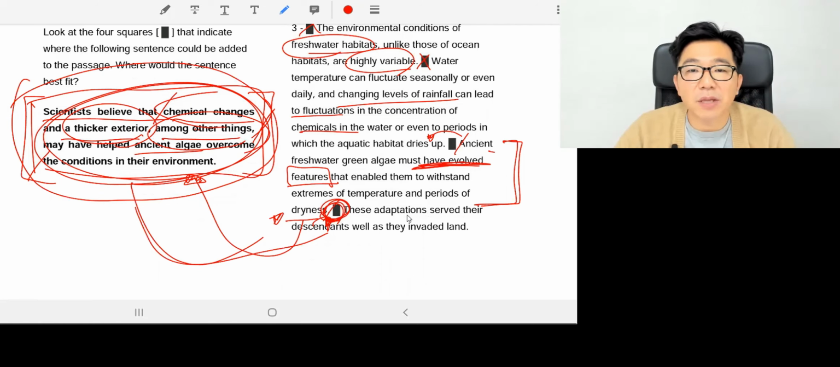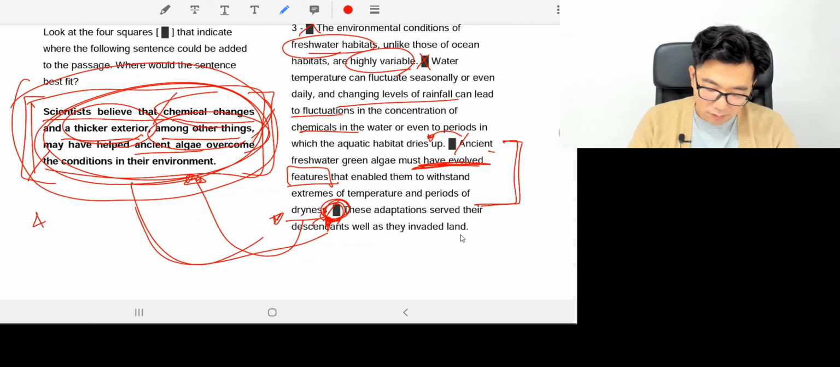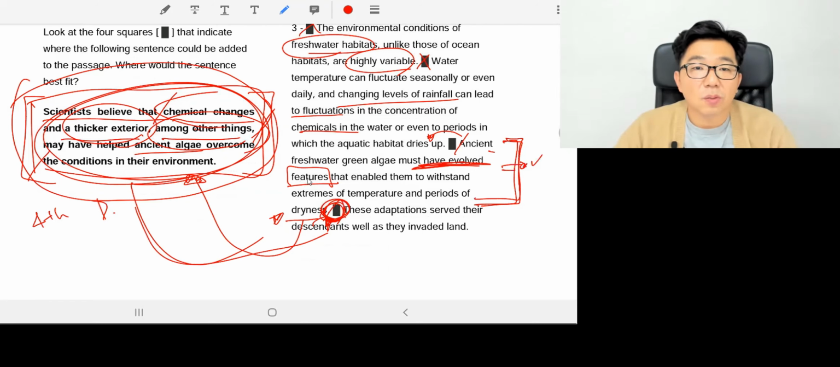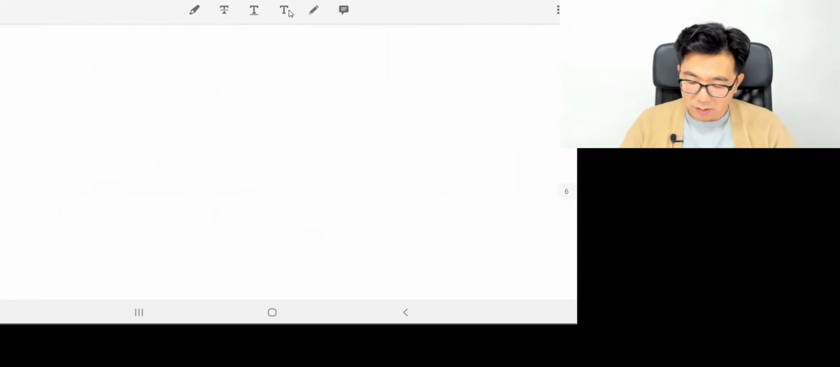Let's read the last sentence. These adaptations, so these adaptations, thicker exterior and chemical changes, among other things. These adaptations serve their descendants well as they invaded land. So these adaptations serve their descendant, which is land plant, well in the future, right? Perfect. So fourth and D, right here, supporting this sentence. Supporting features. What are the features? Chemical changes and thicker exterior, among other things. Bang, fourth.